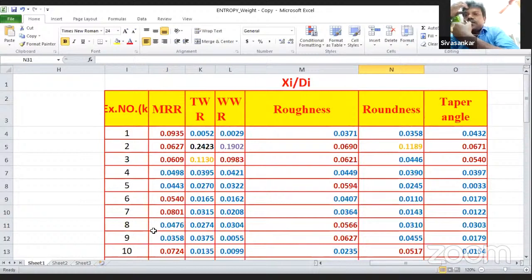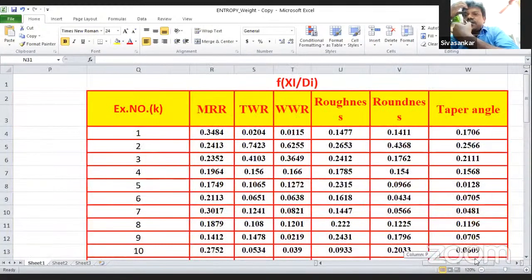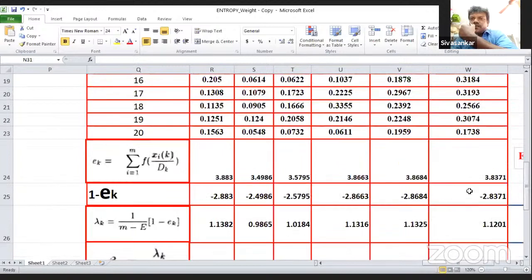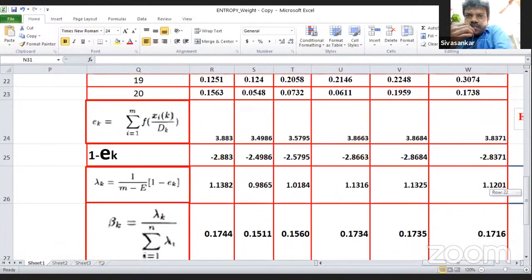Next table, sir. Third table. So f of xi and d we have calculated. It is very simple, sir. We have to sum up all this column. We will have the value of ek. So we will have 6 ek values. We have to subtract this ek value from 1. So we have 6 values, right?